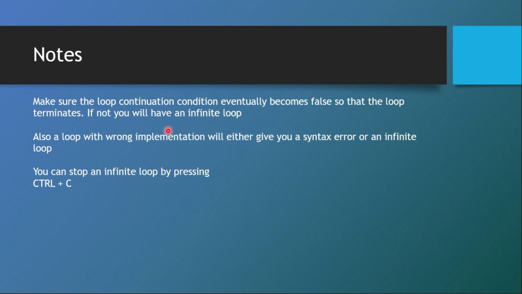Also, a loop with wrong implementation will either give you a syntax error or an infinite loop, right? Like I said, you cannot declare a value or an increment value as a double. That is a terrible idea if you are trying to use loops for implementation. So you can stop the infinite loop by pressing Control C at the same time using your command terminal, and the loop will immediately terminate.